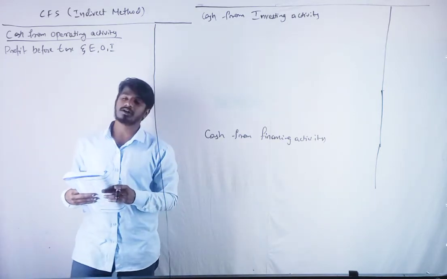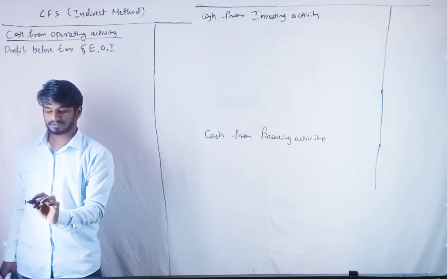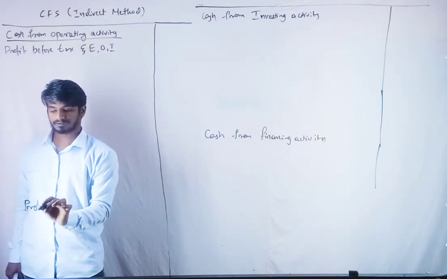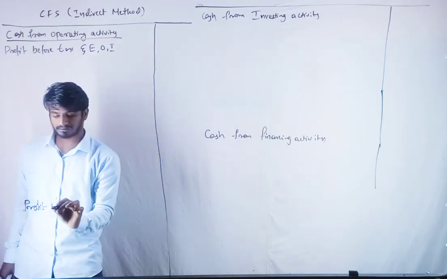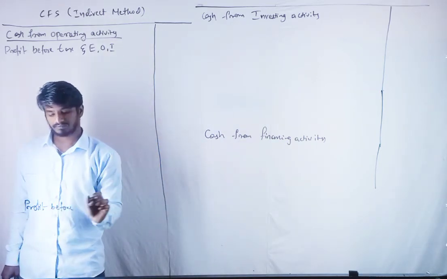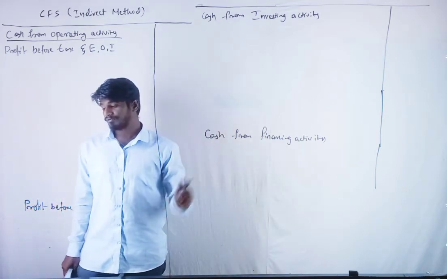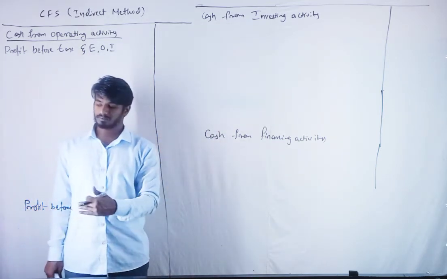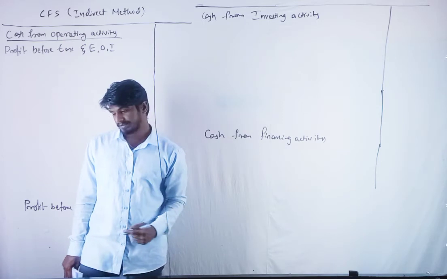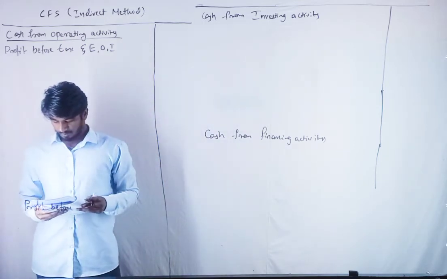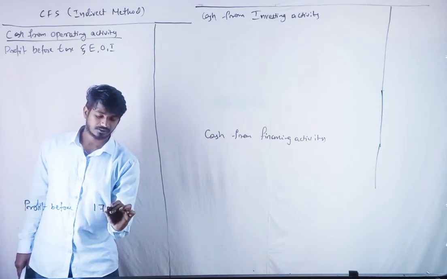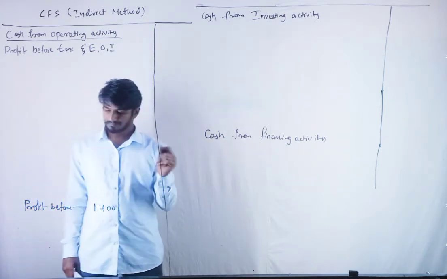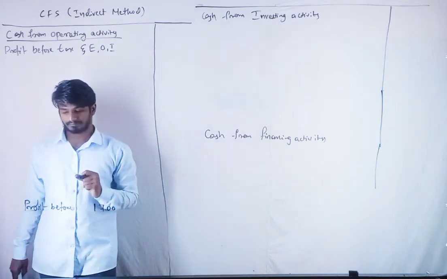From where we will start? From profit, sir, because it is indirect method. Profit, how much they have given? Profit before tax only we can take. If they didn't give it before tax, you will take the profit and you will add the tax. That's it, nothing more. Profit before tax 1,700. Okay, fine sir, fine.